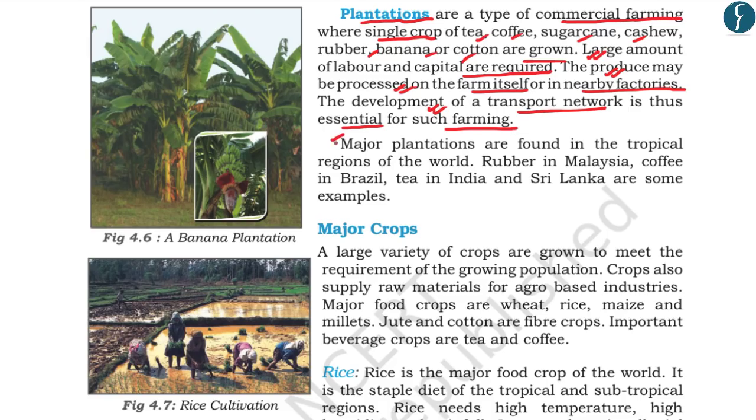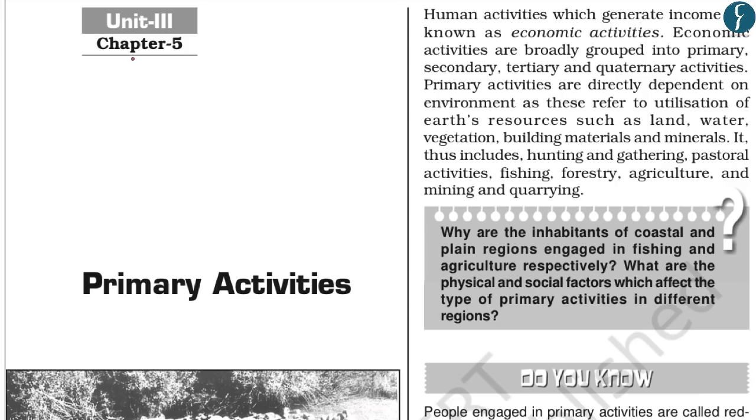Now major plantations are found in the tropical regions such as rubber in Malaysia, coffee in Brazil, tea in India, where in this image you can see a banana plantation. Now apart from this, we have taken this chapter 5 from the book Human Geography in class 12th NCERT.